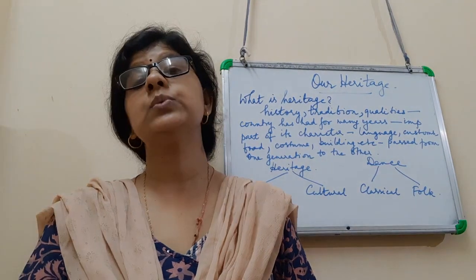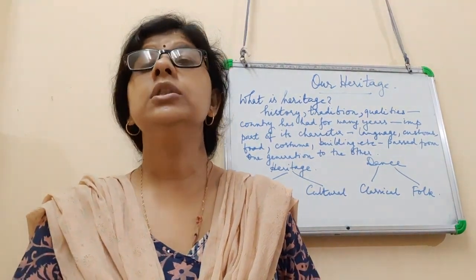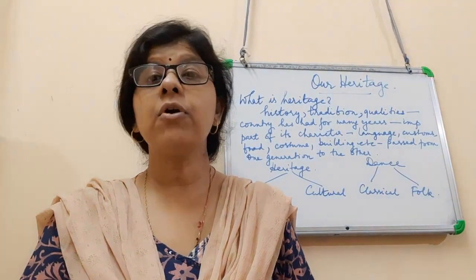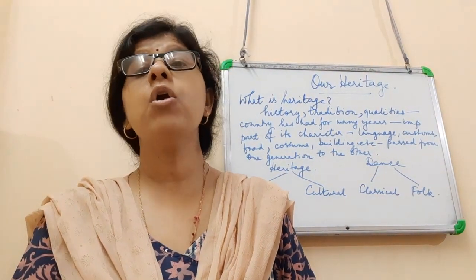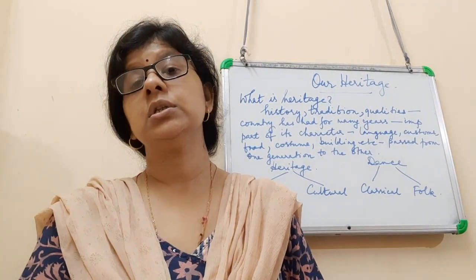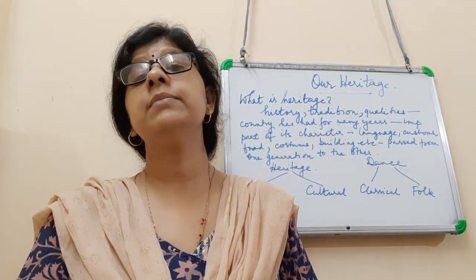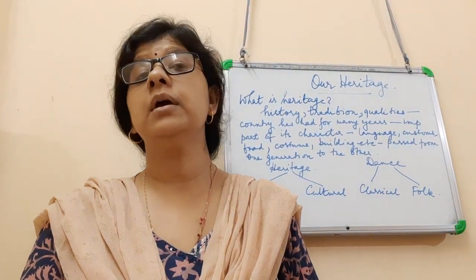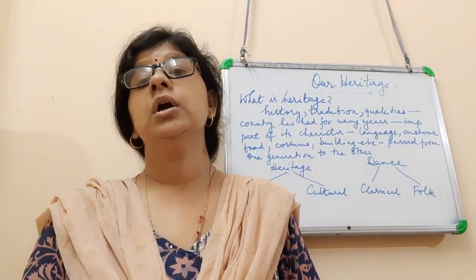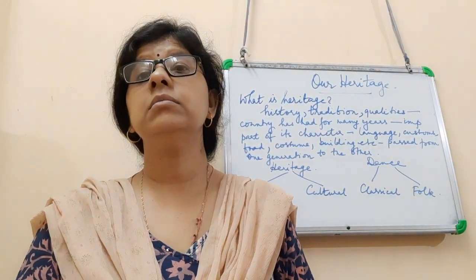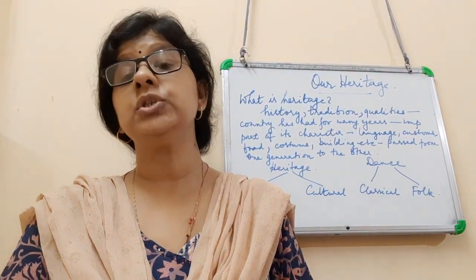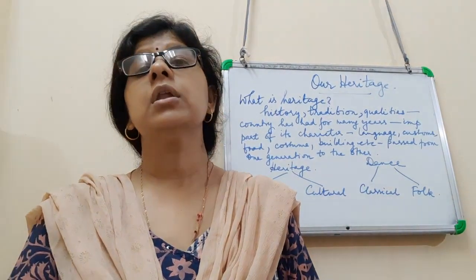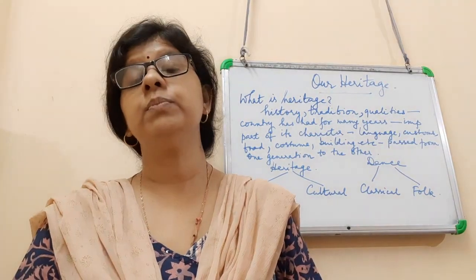Apart from classical dance, we have another kind of dance, that is the folk dance. Now what is a folk dance? A folk dance is performed by a group of dancers on special occasions. Now what kind of special occasions? It can be a social gathering, it can be a harvest festival, it can be marriage, it can also be a religious festival. So for all these special occasions, there are a group of dancers who perform it.